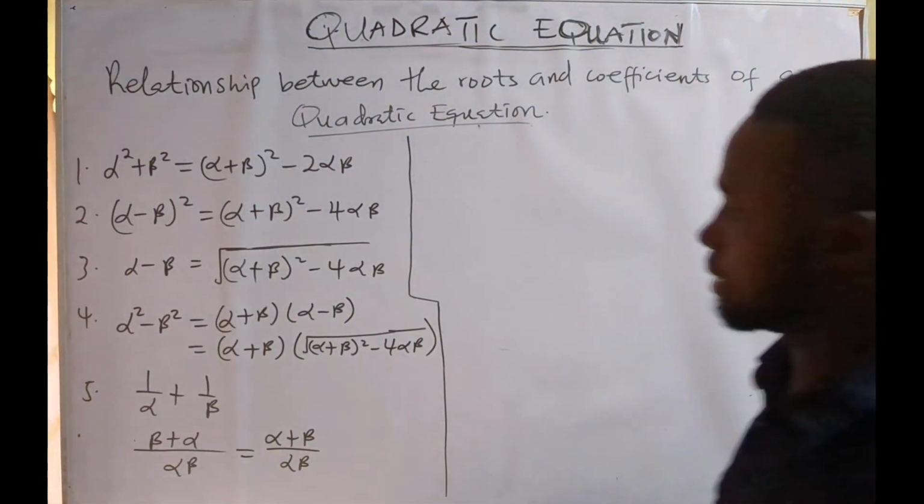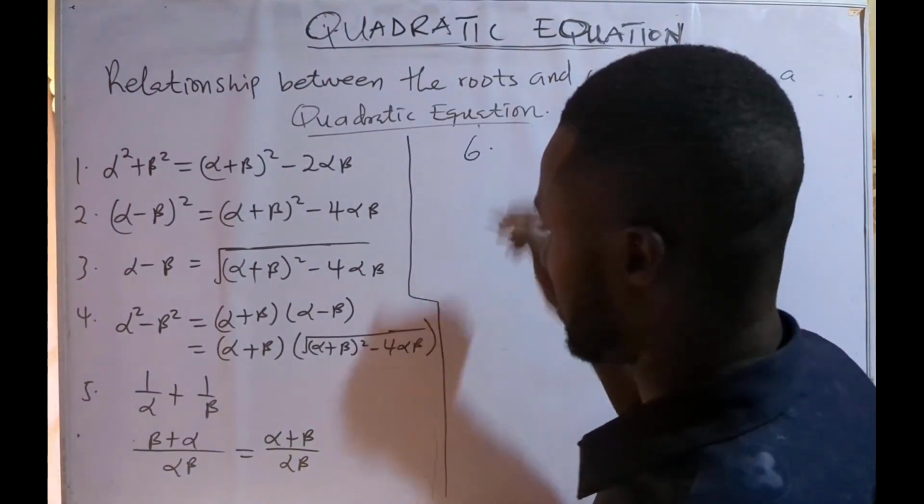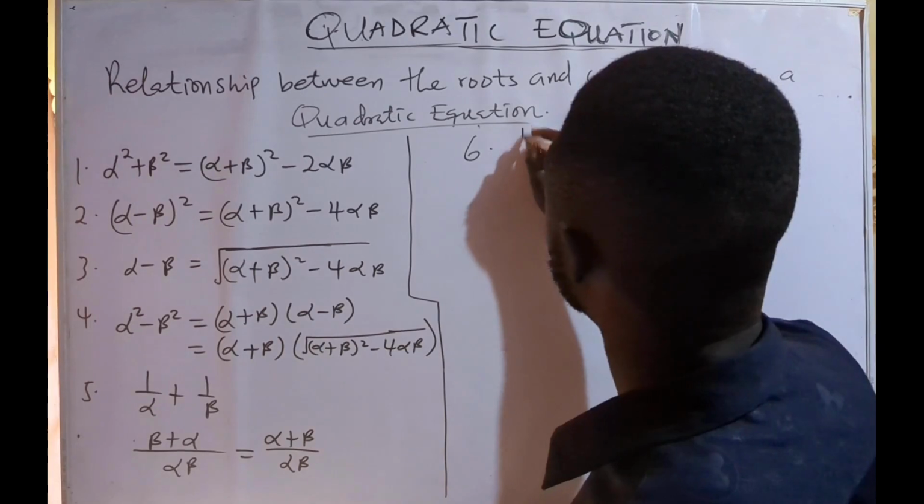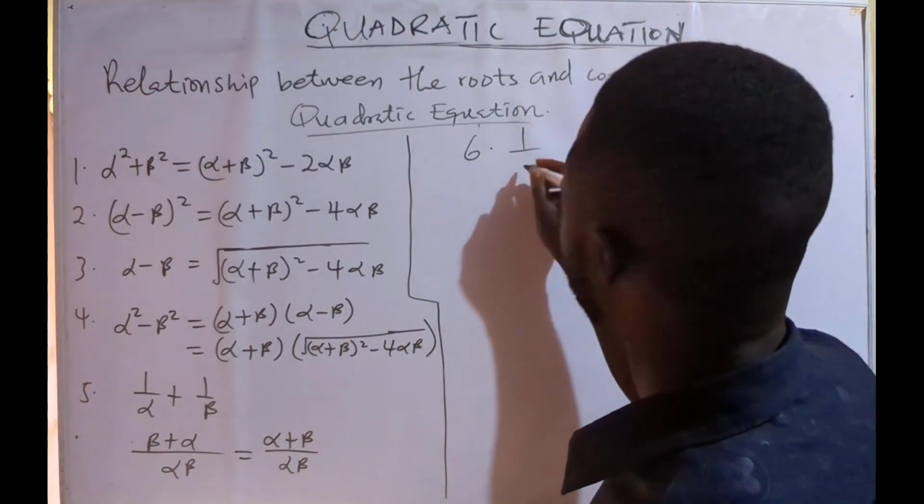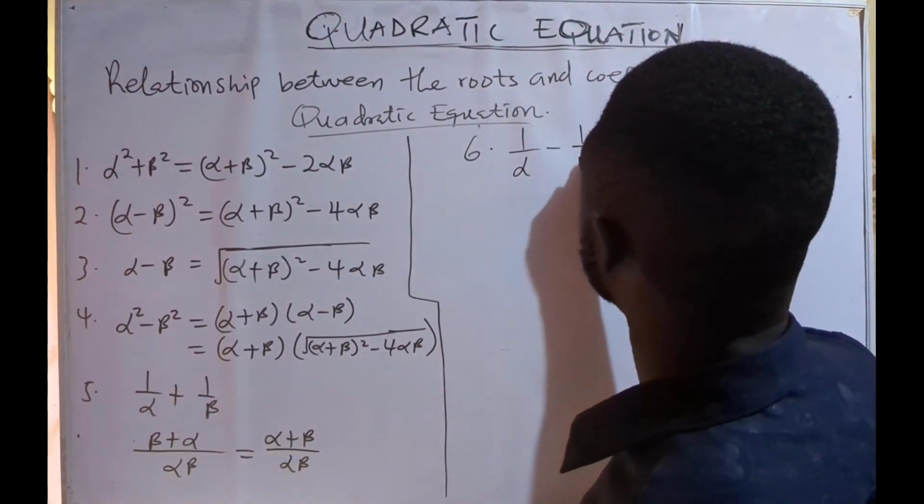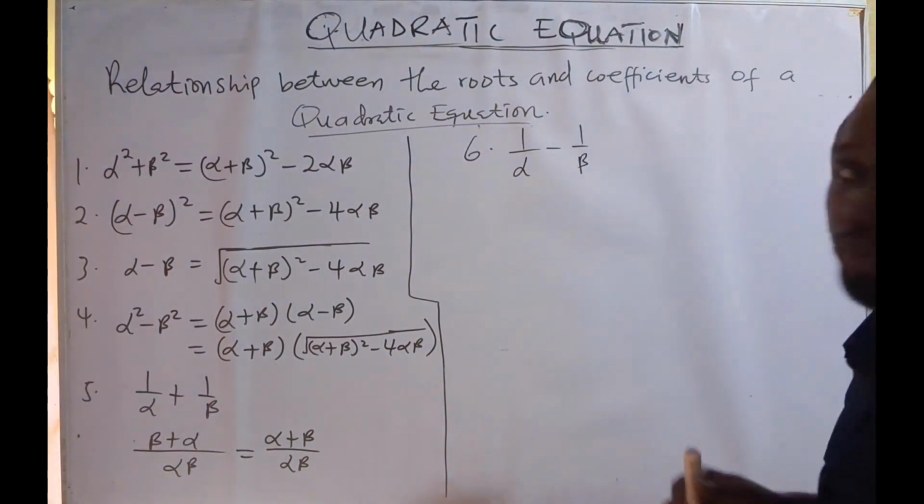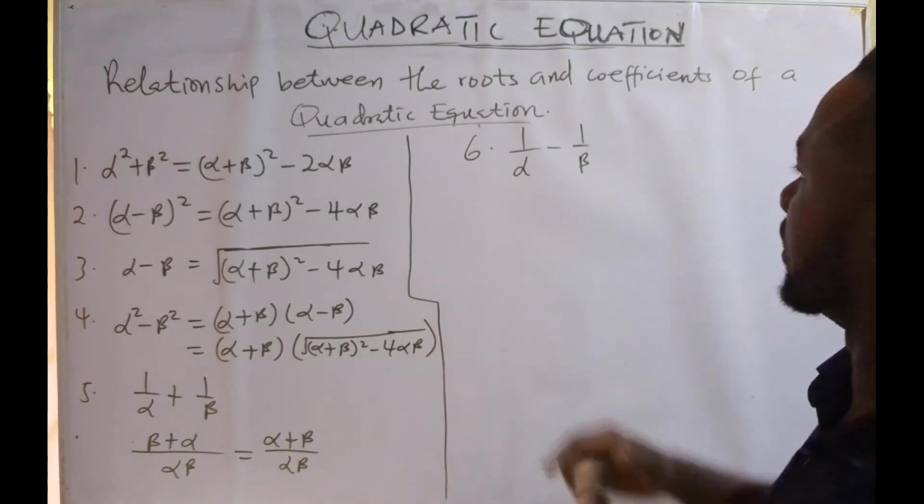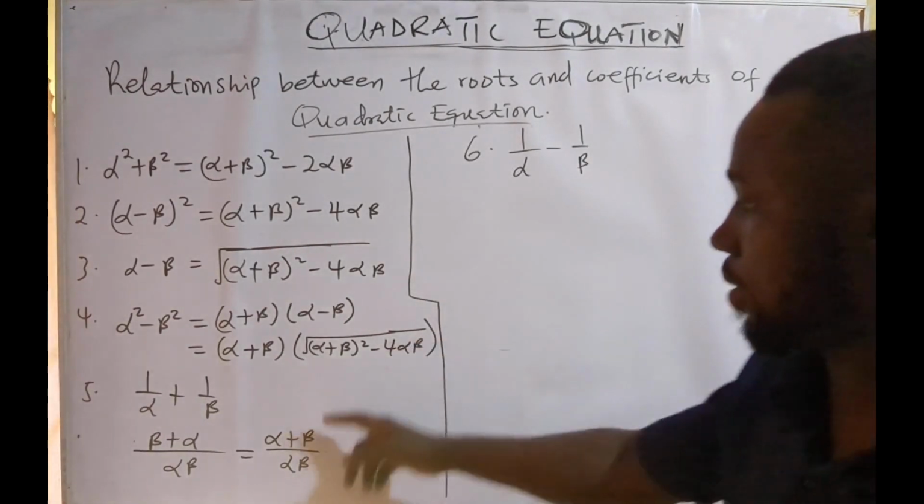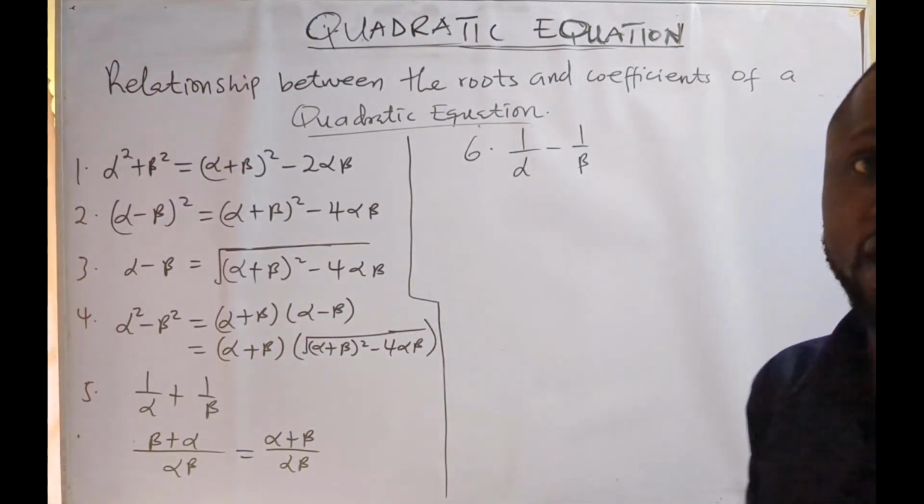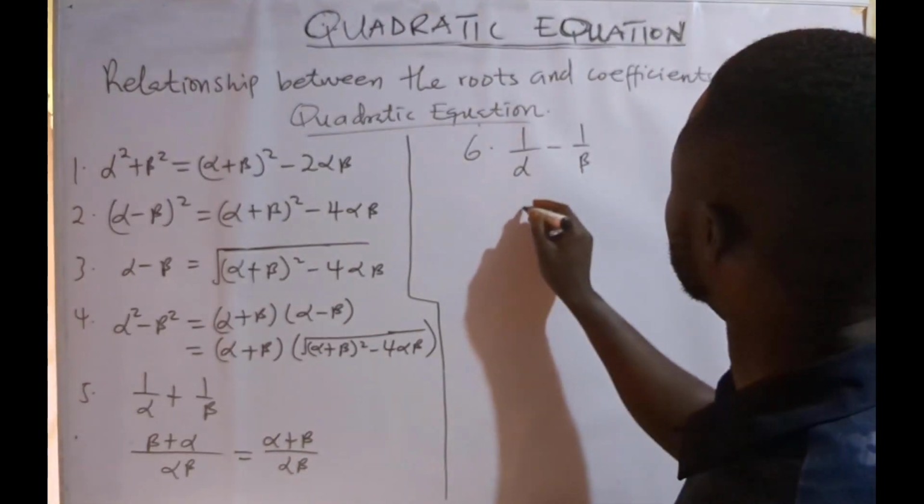So let's look at number 6. Let's see, we have 1 over alpha minus 1 over beta. Okay, so you can also be asked this. What we need to get is our alpha plus beta, or our alpha beta, or both. So let's find the LCM.